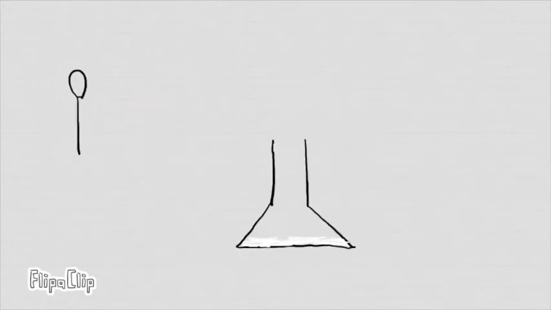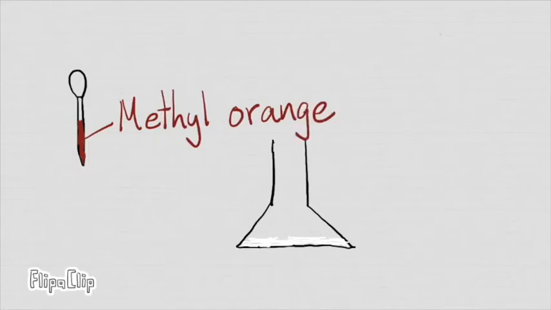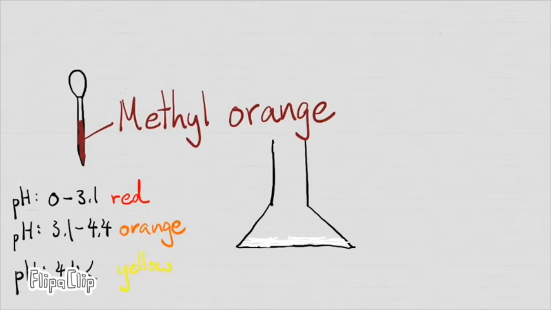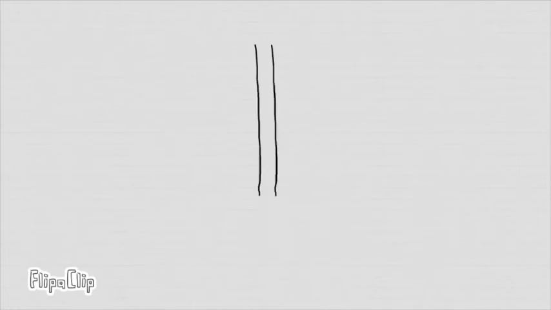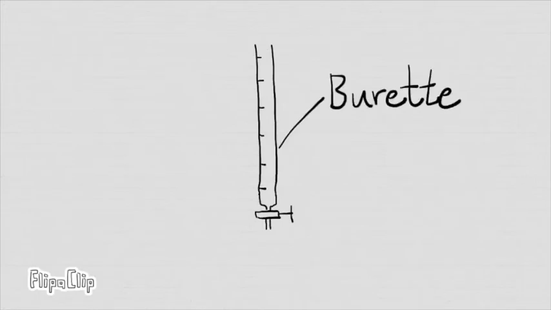Add a few drops of an acid-base indicator to the sodium hydroxide, which is essential to monitor the reaction progress. Since methyl orange is used, the color of the solution will turn yellow. After that, fill the burette with hydrochloric acid, which is a standard solution and with low concentration.